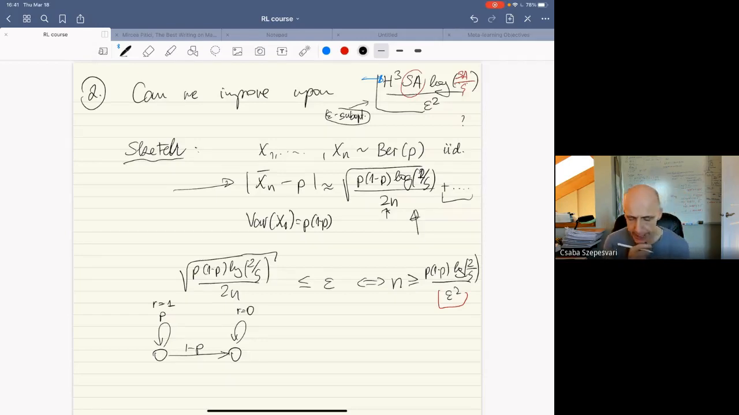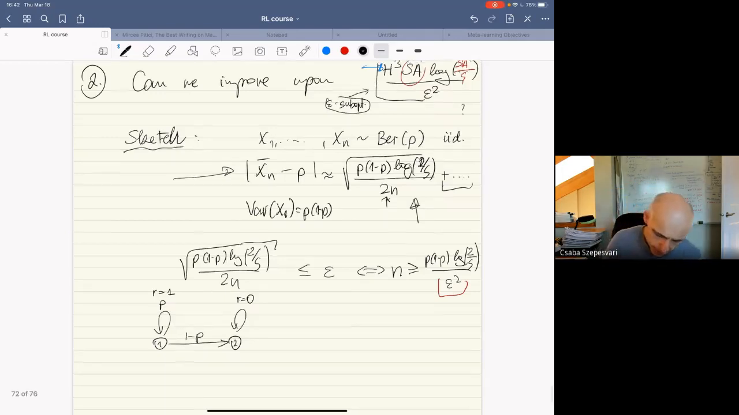So what's the value here? What's the Q value or V value or whatnot of the two states? So there is state 1, there is state 2. Well, clearly the value of state 2 is 0.